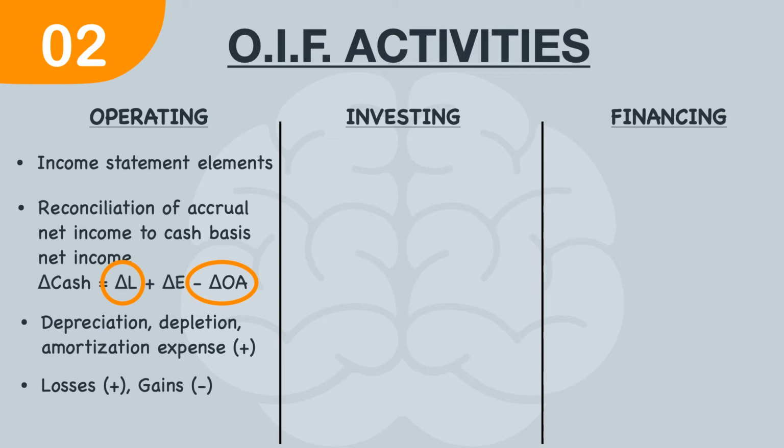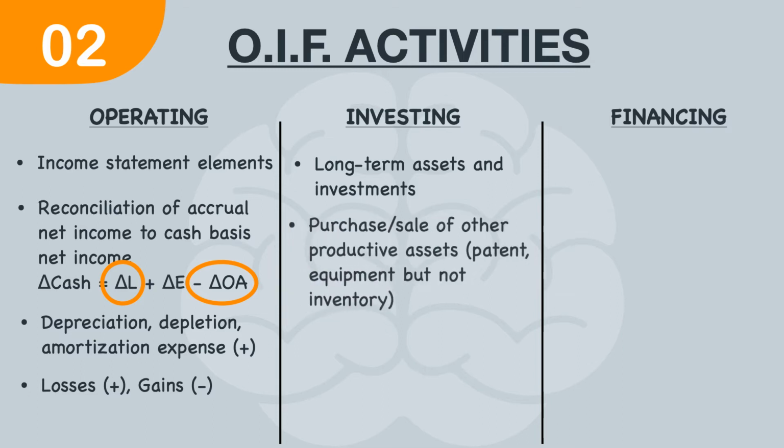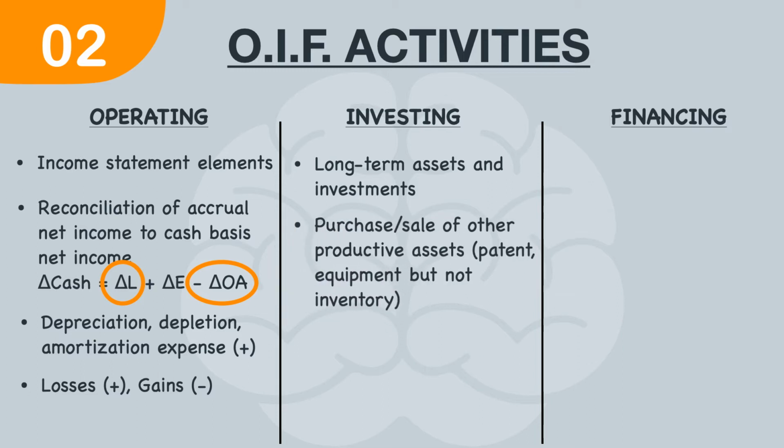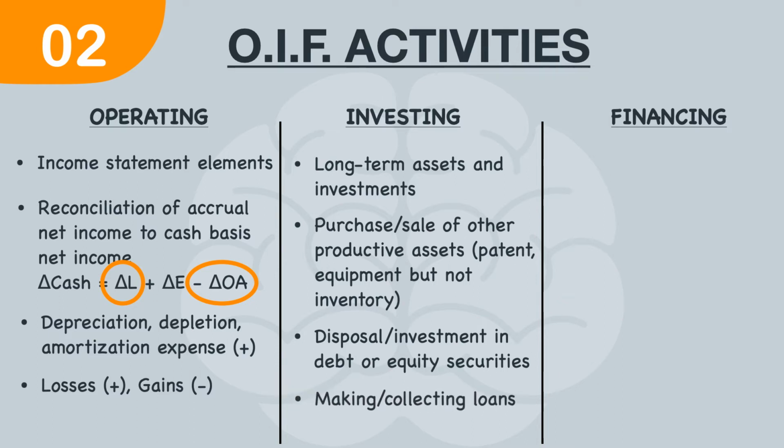Next, let's look at what falls under the investing category. It includes items related to acquisition and disposal of long-term assets and investments, so purchase and sale of other productive assets, for example, patents, equipment, but not inventory. Inventory falls under operating. It also includes disposal or investment in debt or equity securities, and making or collecting loans, to name a few.